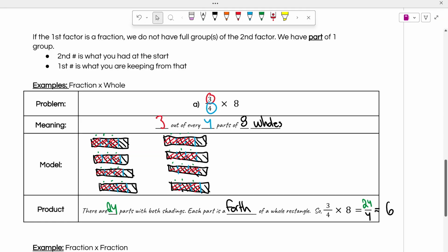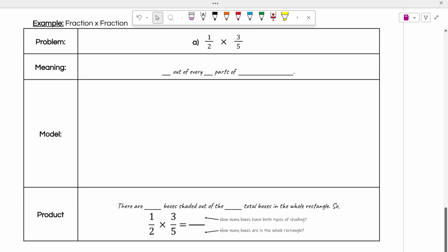This one in and of itself, 3/4 of 8, you could just do 8 times 3/4 and get that same answer. But this idea of parts of helps us understand this one here. So if we take a look at our 1/2 times our 3/5, we can interpret this as we're keeping 1 out of every 2 parts. And what do we have at the start? Well, all we have at the start is 3/5.